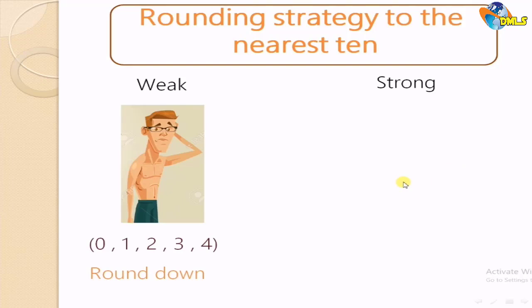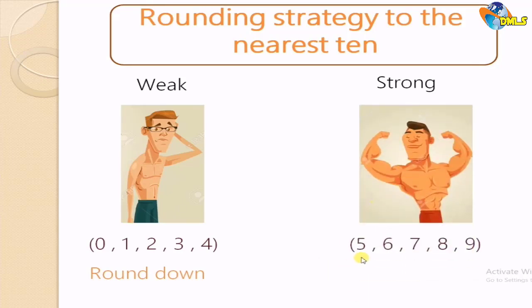And the strong digits are 5, 6, 7, 8 and 9. When you use the rounding strategy to the nearest 10, you look at ones. If you find that the ones is one of these digits, you will round up. As we did before with 27, we round it up to become 30.